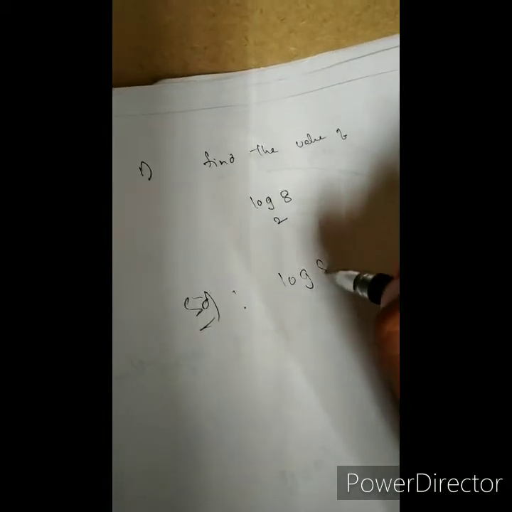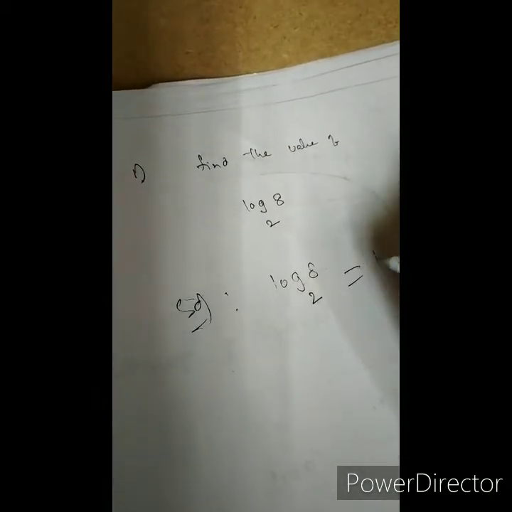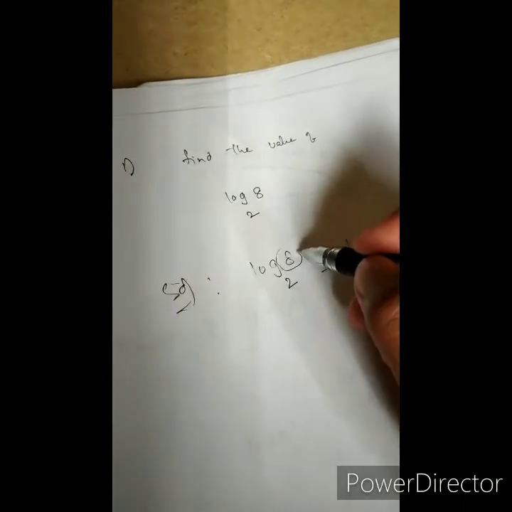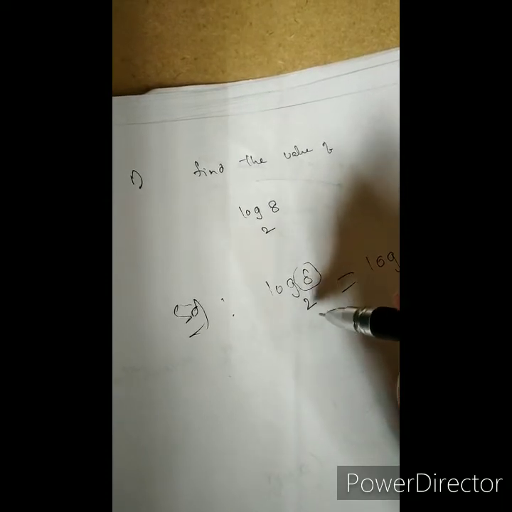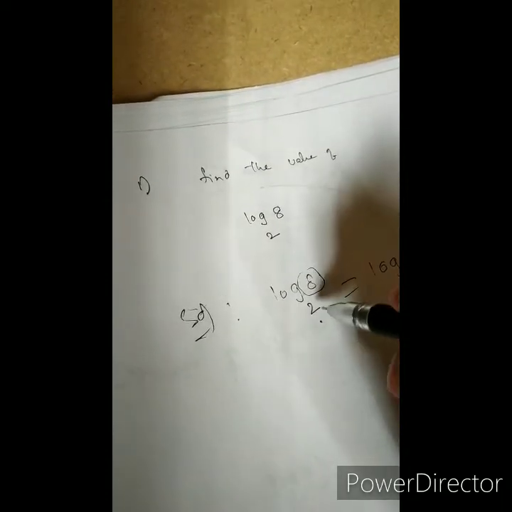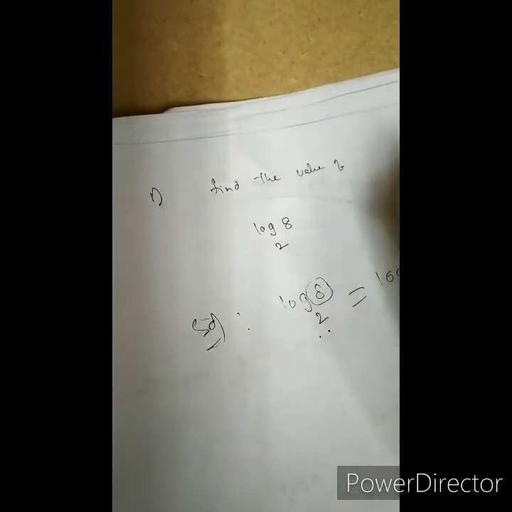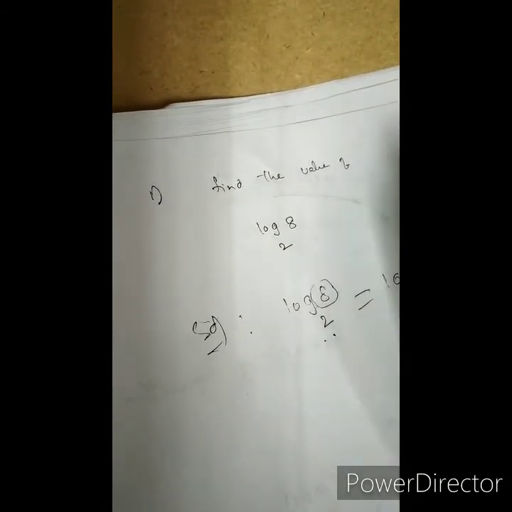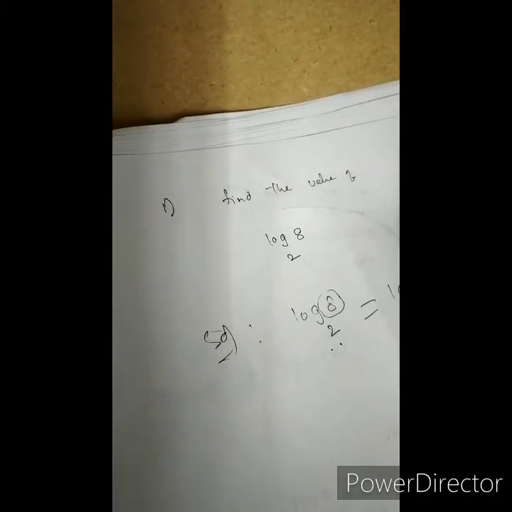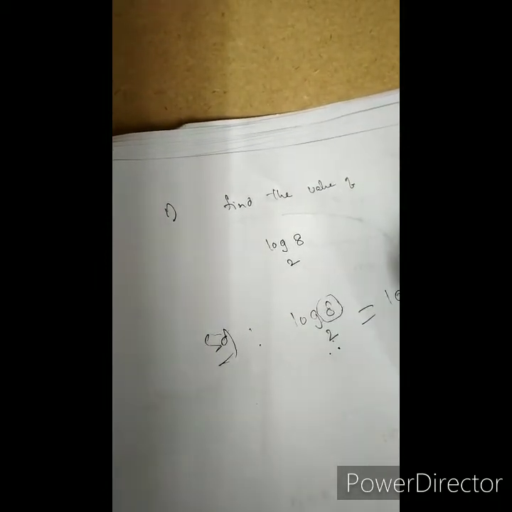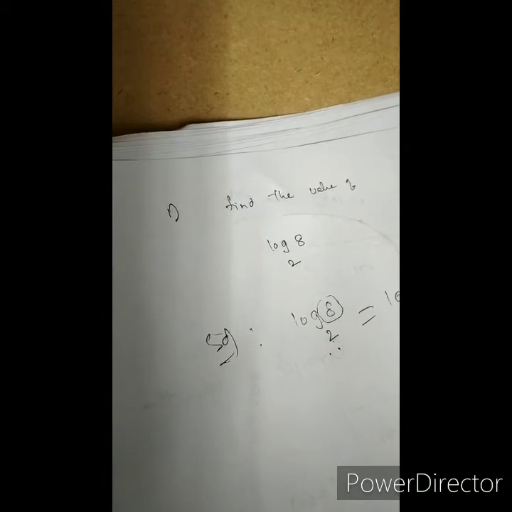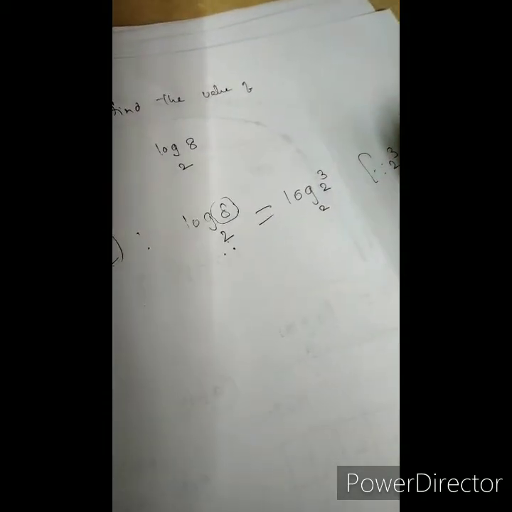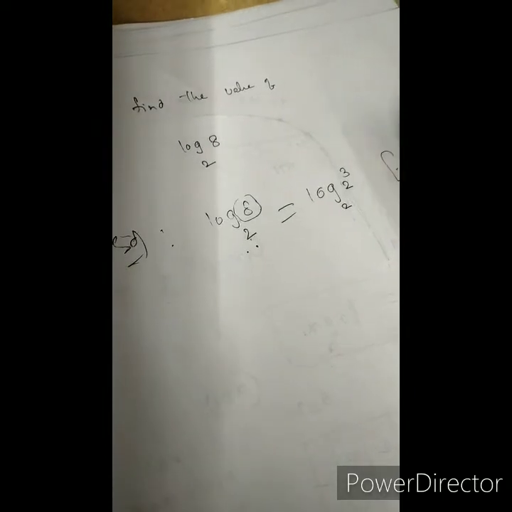First, I write logarithm of 8 to the base 2. Always try to express the given number in terms of powers of the base. So 8 can be written as 2 power 3. Since 2 power 3 is equal to 8, why so? 2 power 3 is 2 into 2 into 2, multiplied 3 times, which is equal to 8.